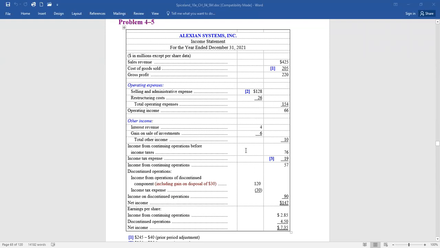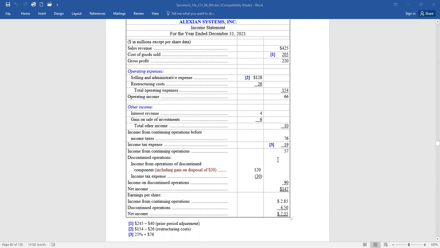Add that to operating income to get income from continuing operations before income taxes. Now we just don't subtract 39 from income tax. We know the income tax rate is 25%. So 25% of 76 gives us a 19 income tax expense. Subtract the income tax expense from your income from continuing operations before income taxes, and that will give you your income from continuing operations.